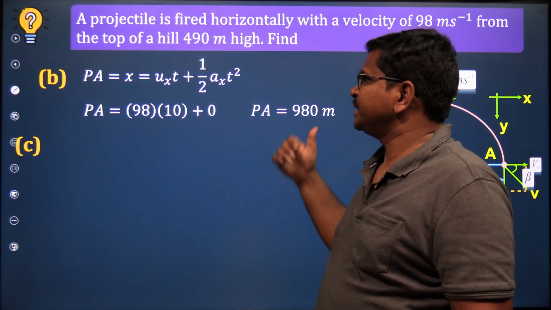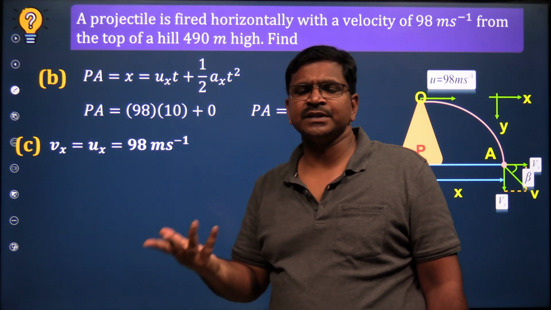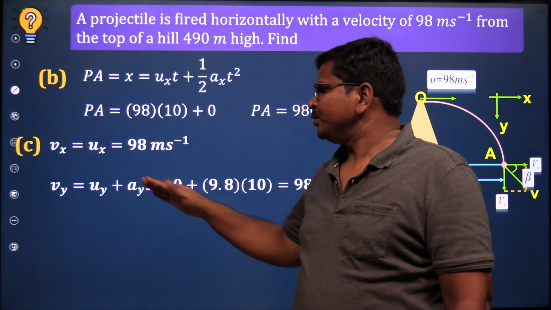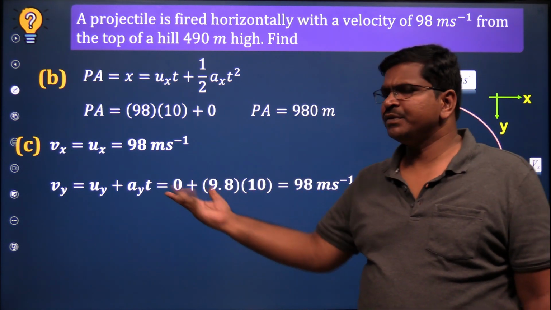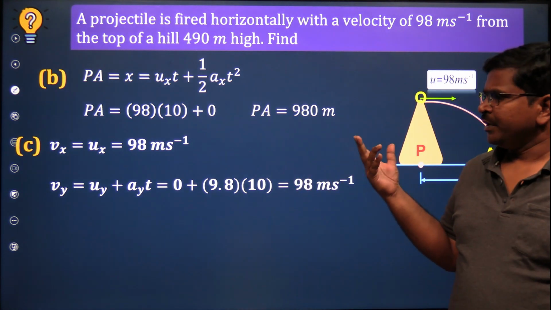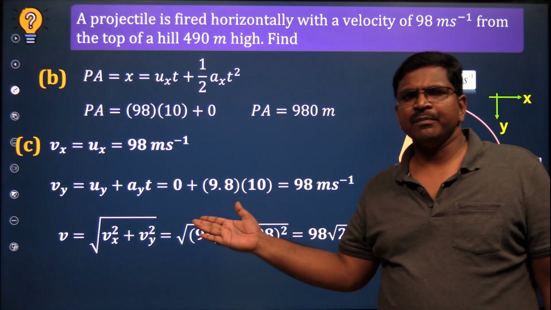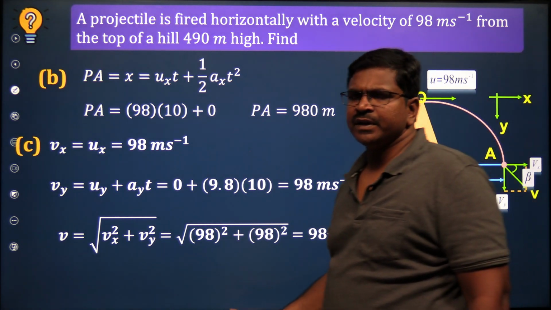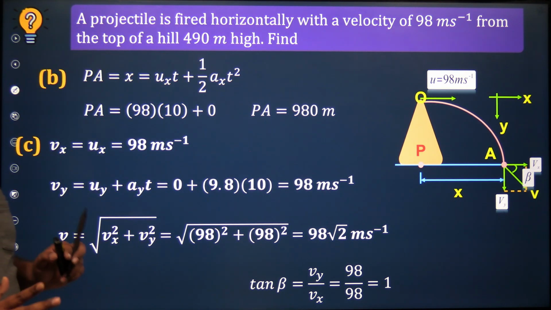And at that time, the same t value, 10 seconds, what is the velocity? Velocity along the x direction never changes because acceleration is 0. So Vx is equal to ux, that is 98. And coming to the vertical velocity, uy plus ay t, and uy is 0. So ay is g, 9.8 into t value 10. So 98 meters per second. So I will be getting Vx is 98 and Vy is 98. Both are the same, 98 only. So by taking the magnitude as 98 root 2, I will be getting the answer. And the angle made by the velocity vector, as both are the same value, I will be getting 45 degrees. So this is the idea.